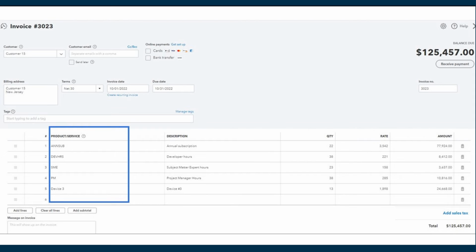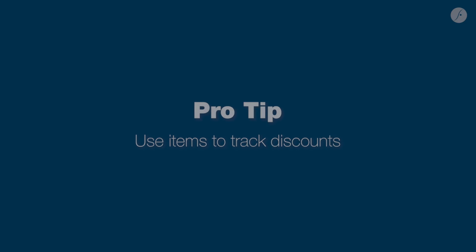The most important piece of data on the invoice is the item. The item assigns revenue to an account we can easily measure. It tracks pricing and units sold and tells us how profitable an item is. Now here's a pro tip. Use items to track different discounts you offer to your customers. It will help you see how effective your discounting programs are.